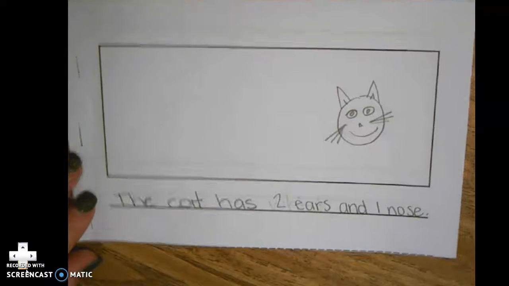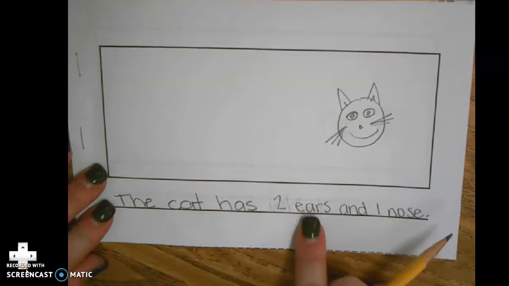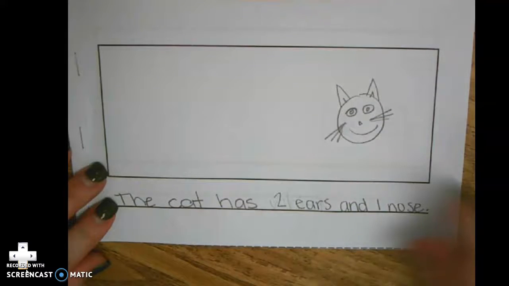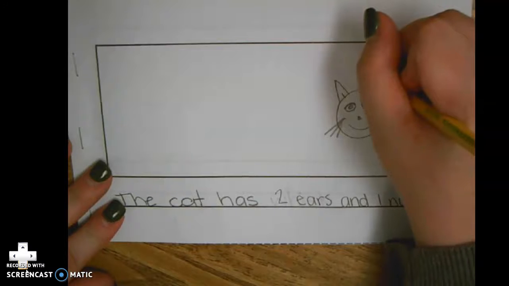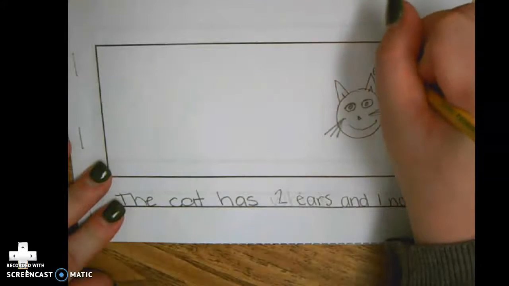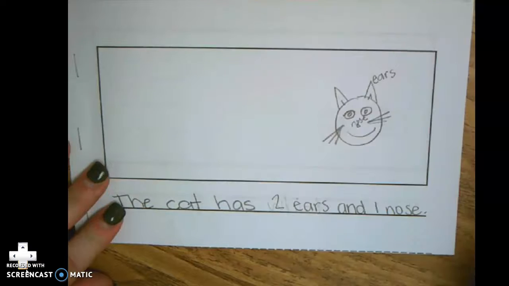Okay, so on this first page, I said the cat has 2 ears and 1 nose. That matches my picture. 2 ears. I'm going to even write a label. Ears. And it has a nose. Okay.